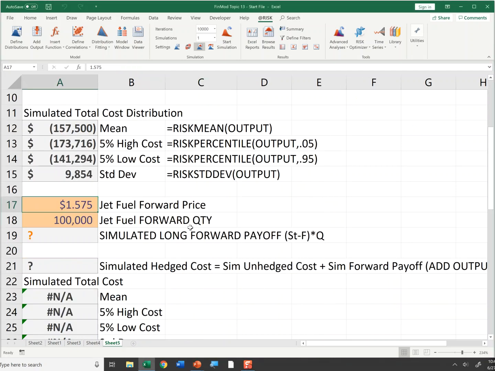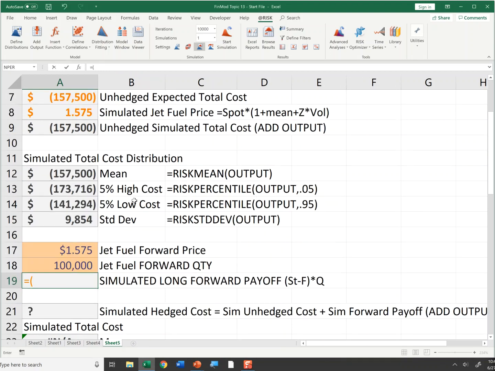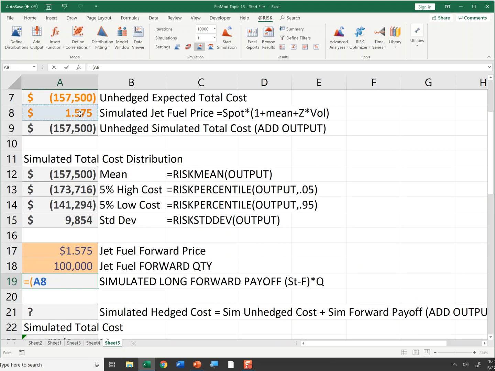Let's say they can get a forward contract for 1 year delivery at 157.5. They're going to enter into a forward contract to buy 100,000 gallons. So let's get the simulated payoff of that forward contract. It's going to be the simulated spot, so we're going to get 10,000 possible spot prices minus that forward price, which is fixed, times my 100,000 quantity.